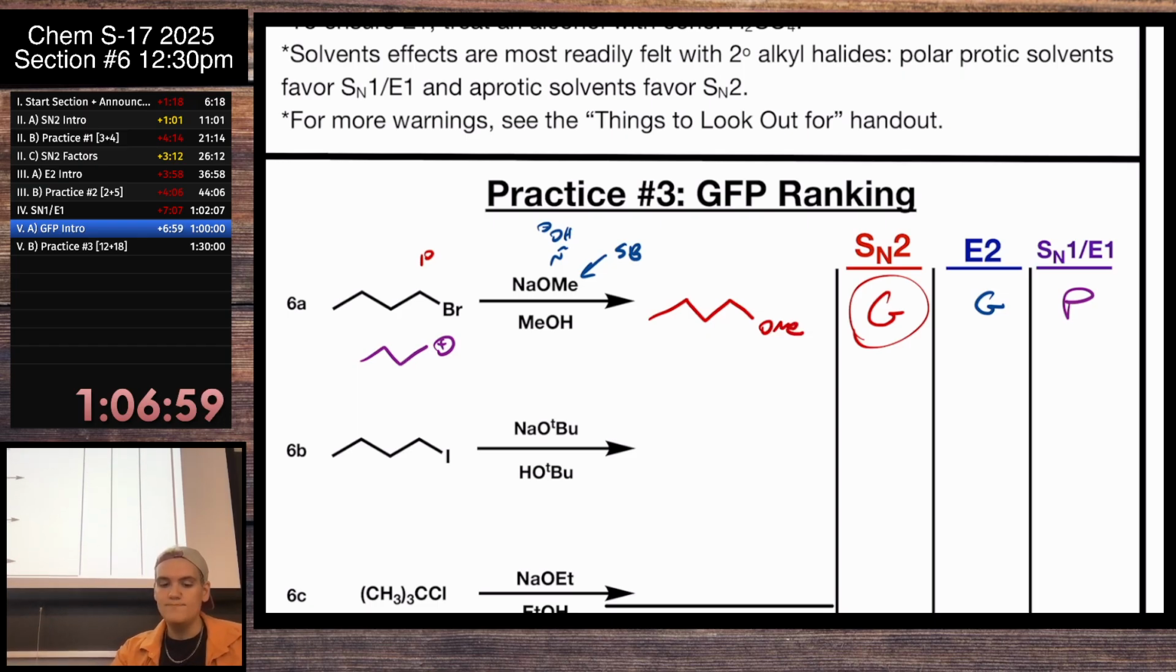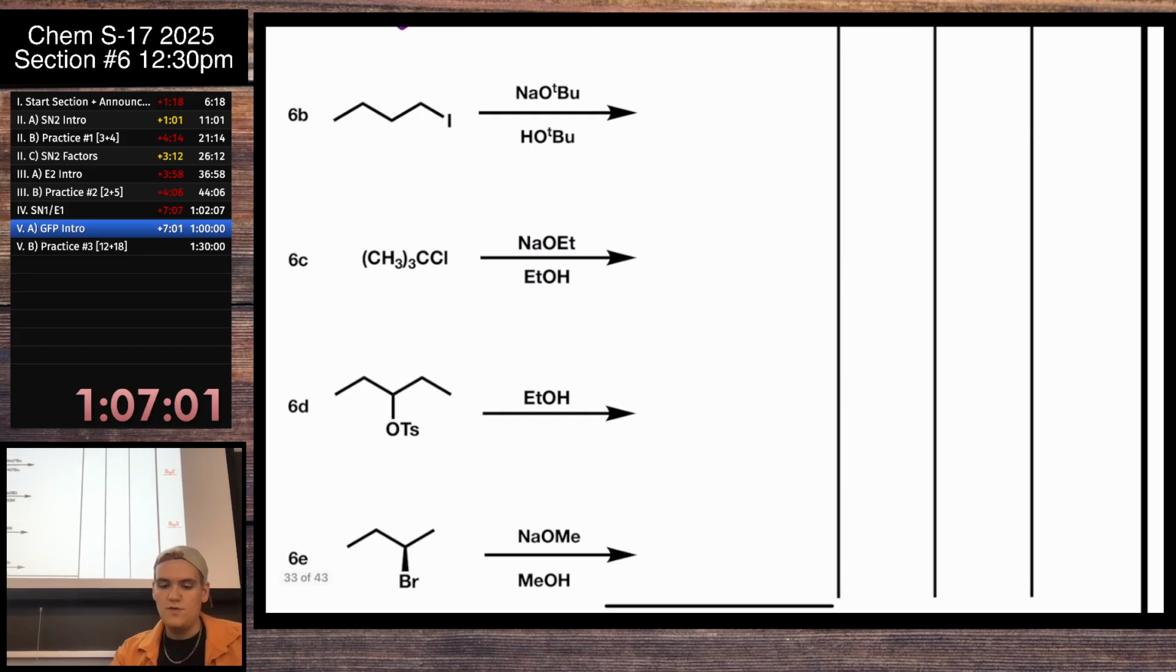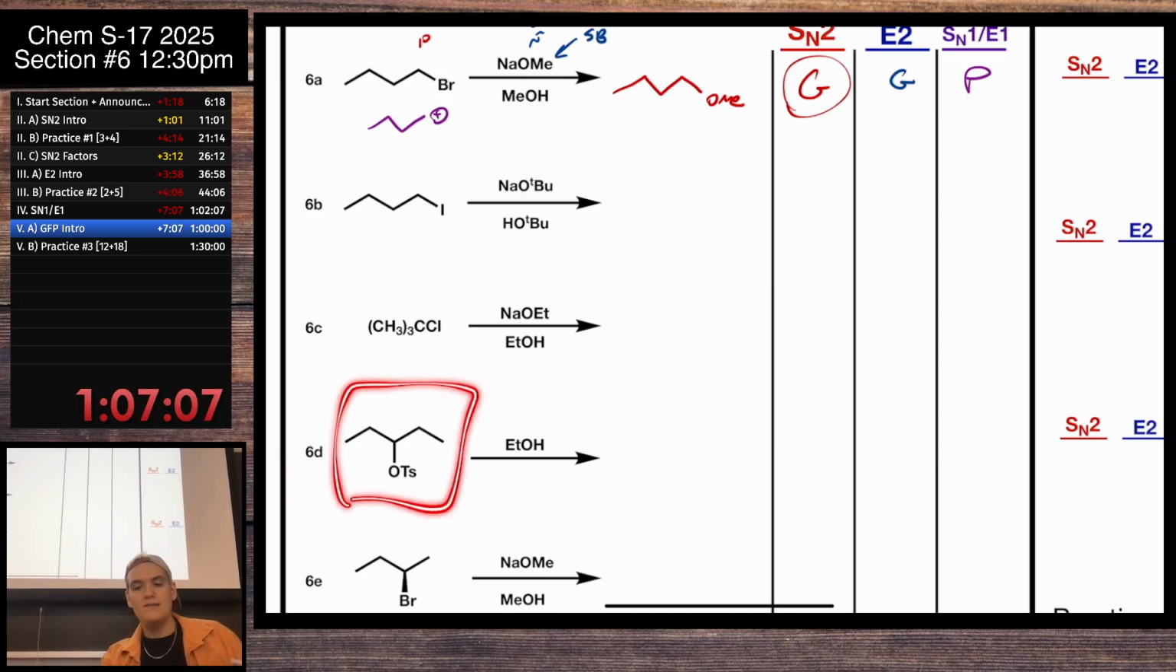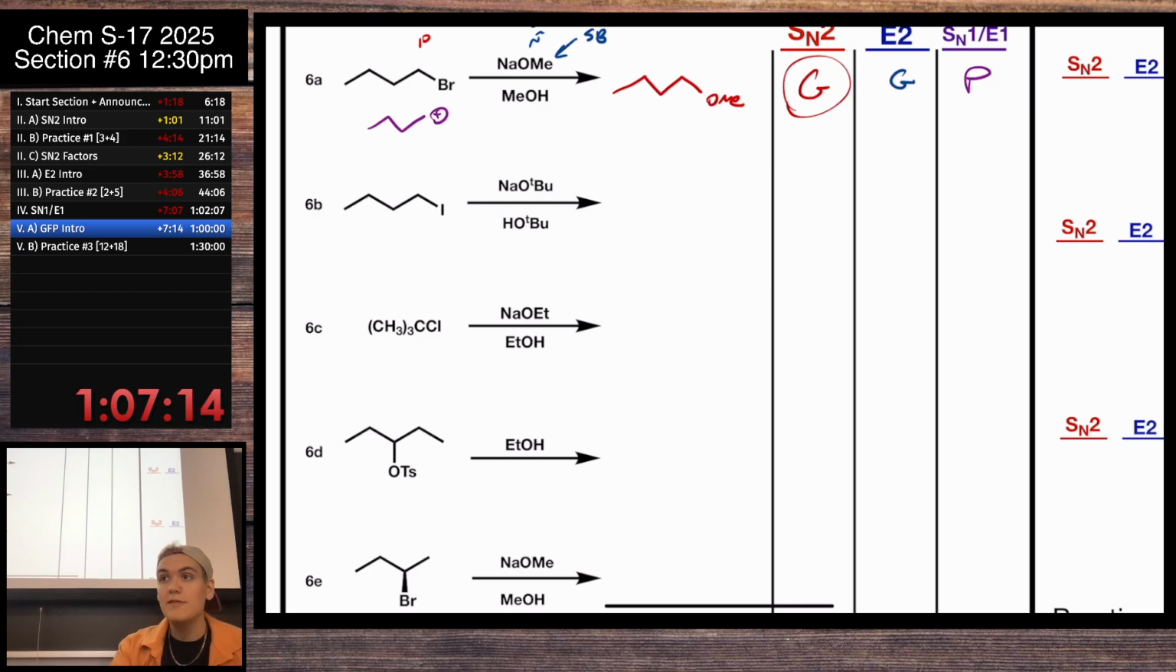Let's do one more before I turn it over. So let's look at 6D here. Is this, for SN2, primary, secondary, or tertiary? Secondary, right? And it's not an alkyl halide, it's this tosyl leaving group, but the same idea applies. So this is secondary. Do we think good, fair, or poor? Fair. We have a meh nucleophile though, so in our vibe check I might give it a fair minus.